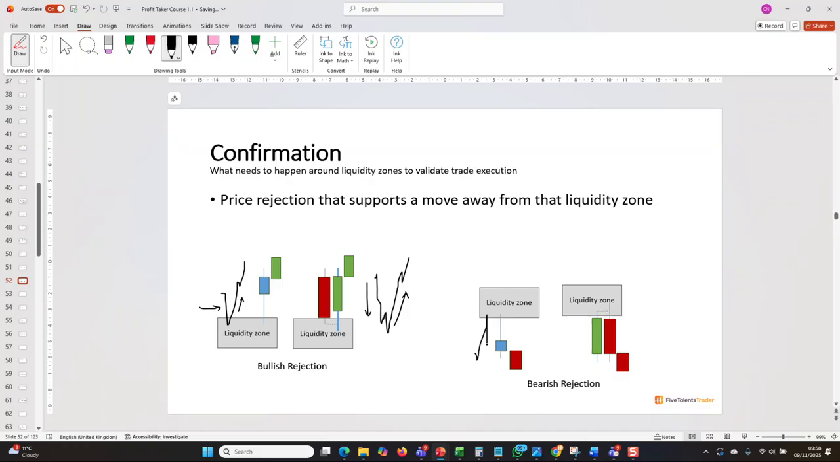I'm sorry, closes down there, right? And then the next candle might also go up, create a high, but essentially closes low here. So that is rejection. Displacement in, displacement out, right?